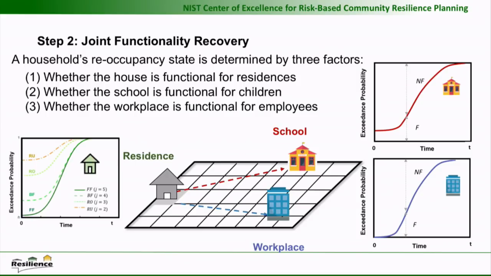With each household linked to a residential structure, a school structure, and a workplace structure, we use the joint functionality recovery, which essentially combines the recovery process that's predicted for the residential structure, as Charles has just presented, as well as the recovery process for schools and for the workplace.